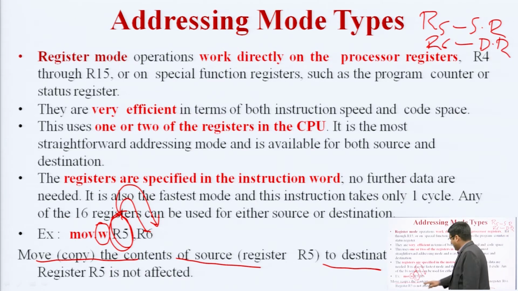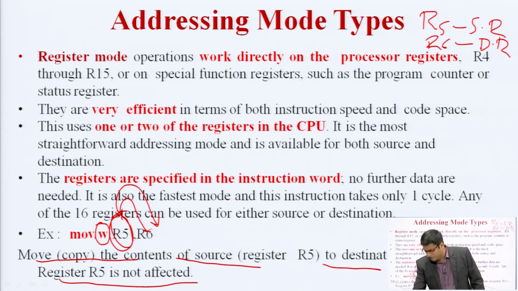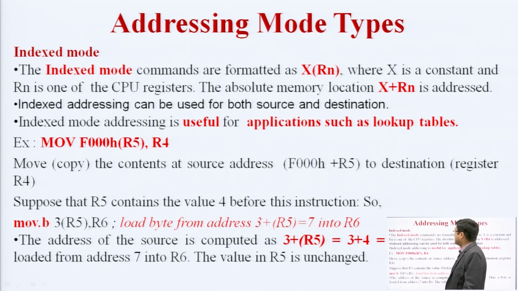And register R5 is not affected. What does it mean? After executing this instruction, the contents of R5 remain unaffected. So that means R5 is not affected. So this is our first addressing mode, that is register addressing mode.